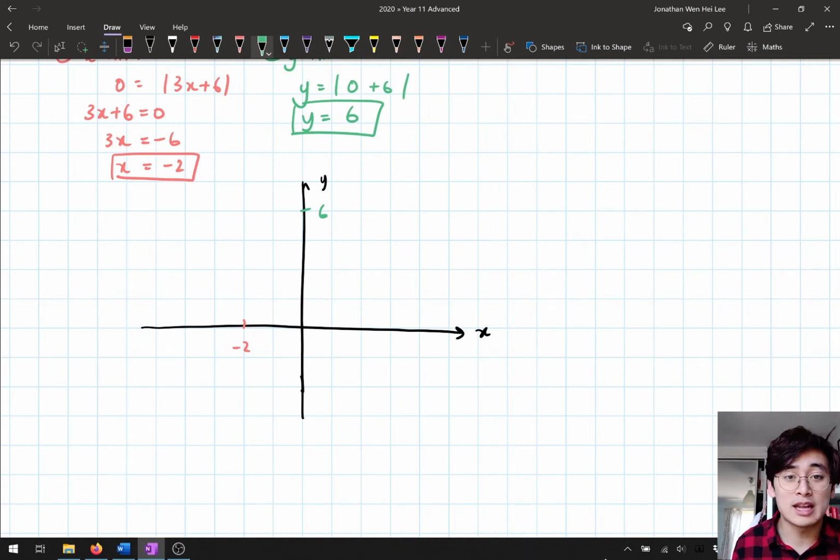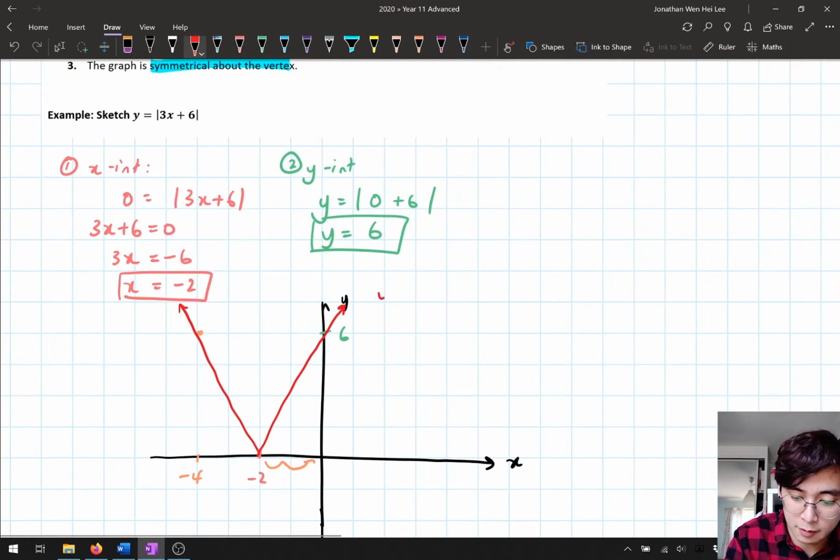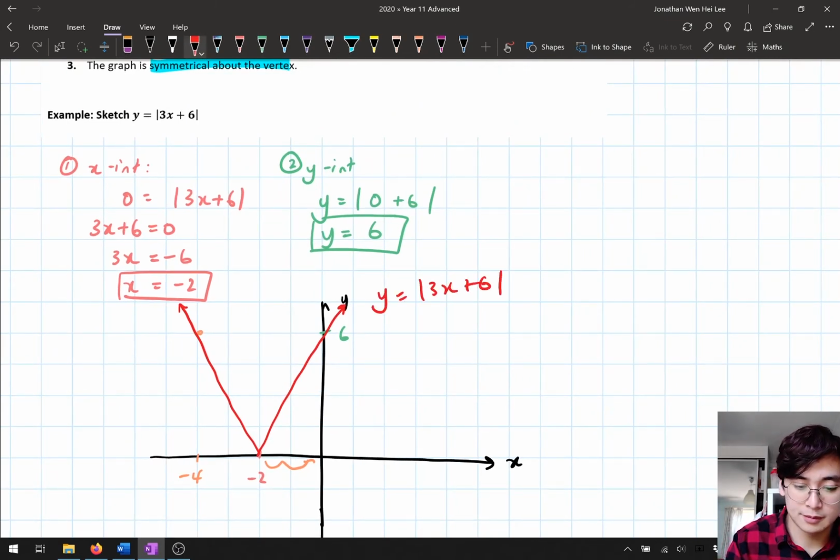Now, because x is equal to negative 2 is an x-intercept and there's a y-intercept at 6, that means when I move across 2 units, I'm going to go up 6 units. So on the other side, when I go across 2 units to negative 4, it's also going to be equal to 6 at that point. So here, once I've got that, I'm just going to draw on my 2 sides of my equation. So here we go, that's the first side, and that's the second side. And so here we've got y is equal to the absolute value of 3x plus 6.